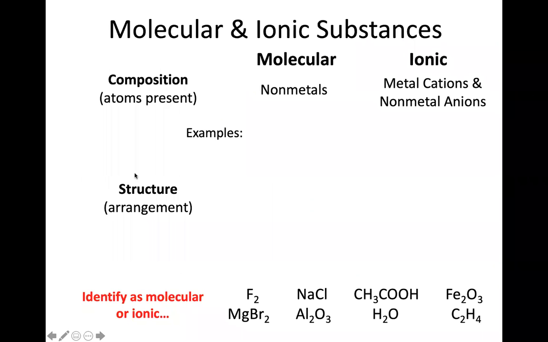Okay. Now, I've been talking about the composition of things that end up being called molecular or ionic. And the composition meaning if they had nonmetals present, or this idea of metal cations and a nonmetal anion. Based simply on the atoms that are present, I think we can now classify these.